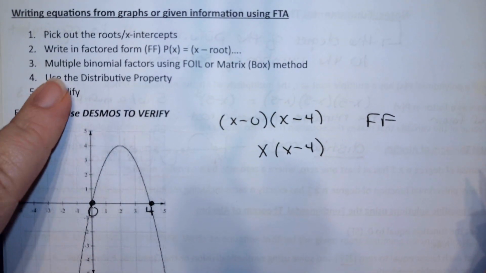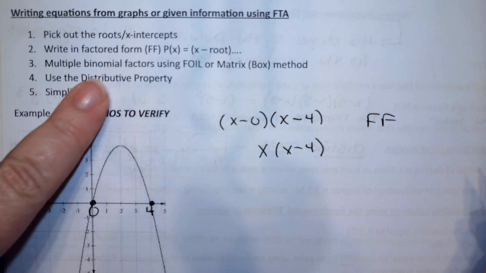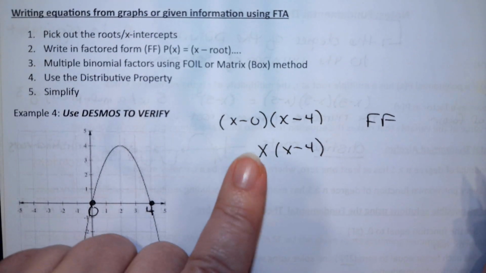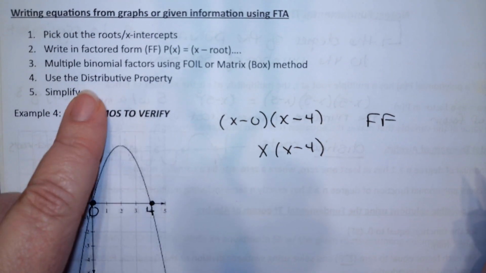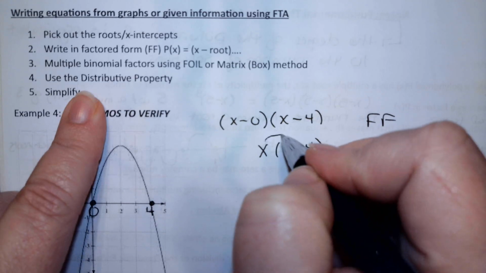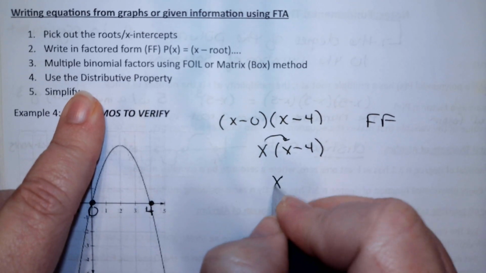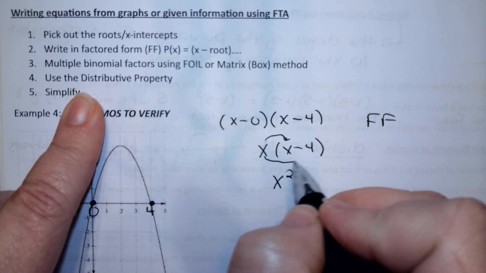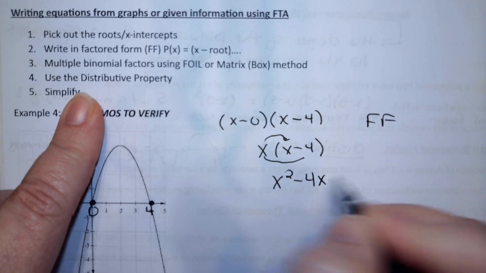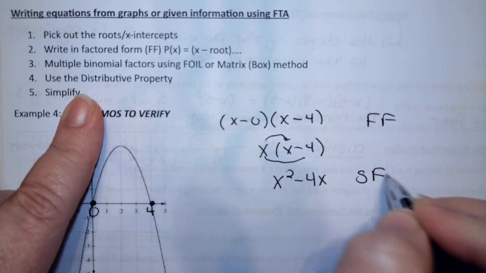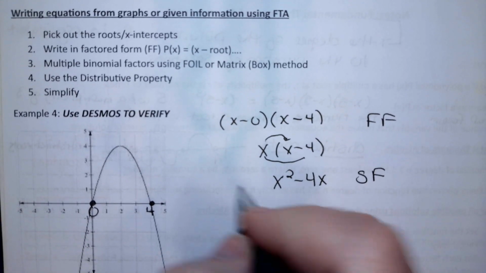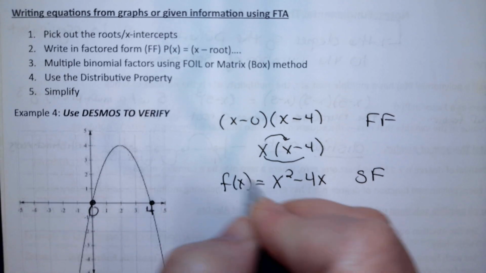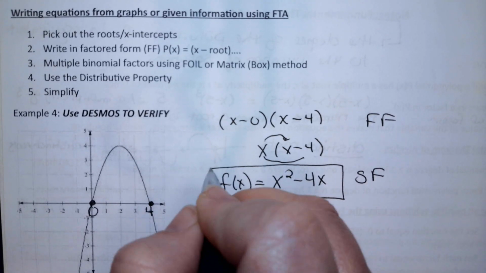Alright, so it says multiply the binomials. Well, we don't have two binomials. We have a monomial and a binomial, so we're going to use the distributive property. So x times x gives us x squared, and x times -4 is -4x. That is our standard form. Okay, so f of x equals x squared minus 4x.